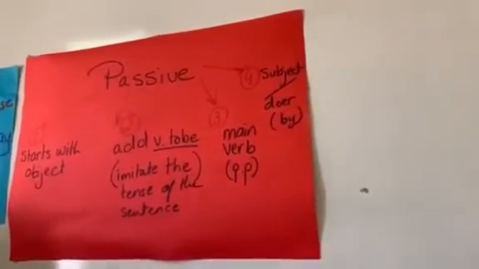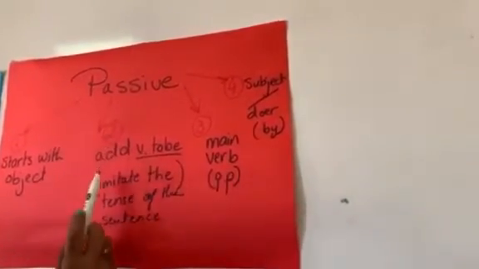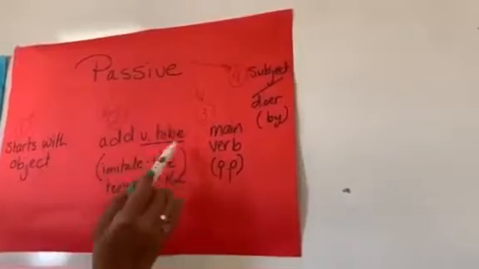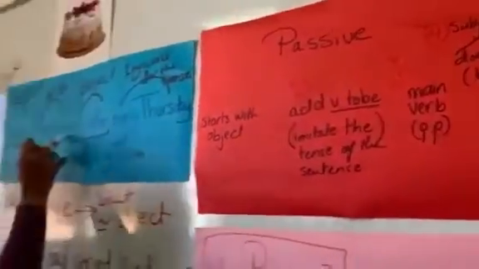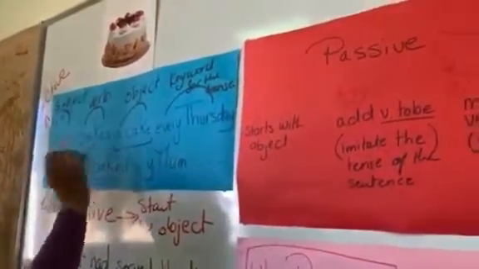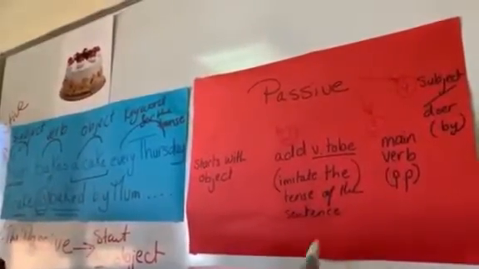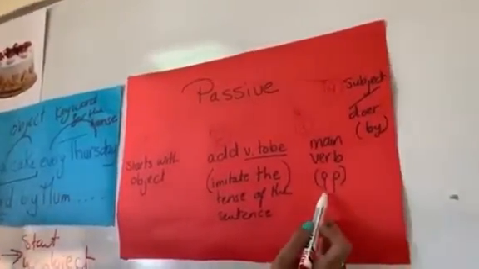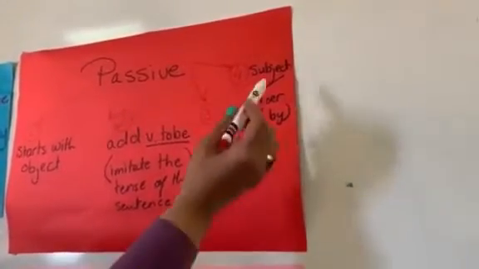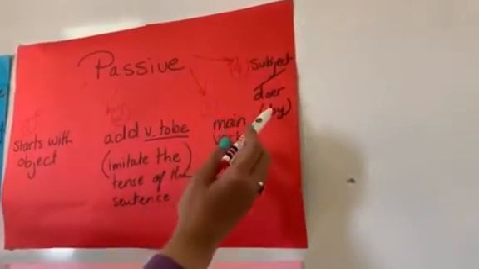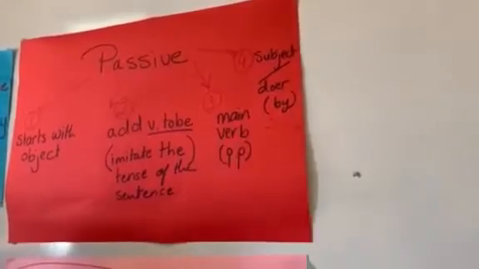I use 4 steps. Number 1, I start with the object. And then, number 2, I add verb to be. In which tense? In the main tense of the sentence. Okay? I imitate the tense of the sentence. And then I add the main verb in the past participle, and then I end with the subject or the doer using the preposition by.